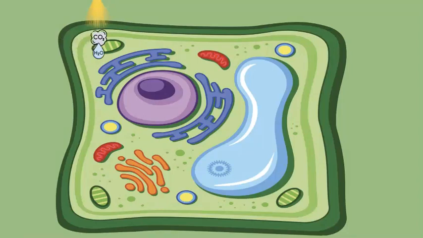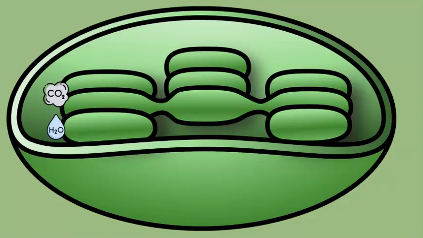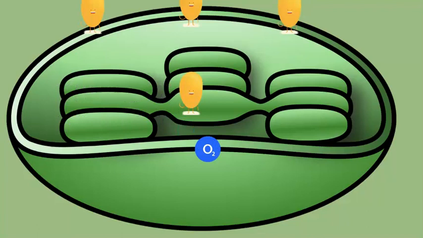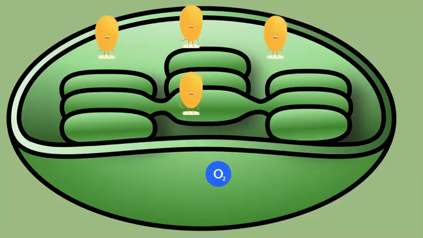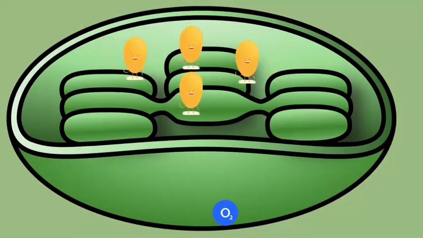Once in the cell, the CO2 and H2O head to the chloroplast. Once both CO2 and H2O are in the chloroplast, they react to create glucose and oxygen. The energy for this reaction is provided from the sun. The reaction is called photosynthesis. After the reaction, the oxygen leaves the plant and goes to the atmosphere.